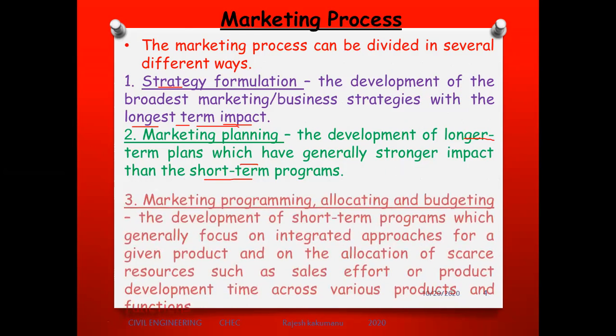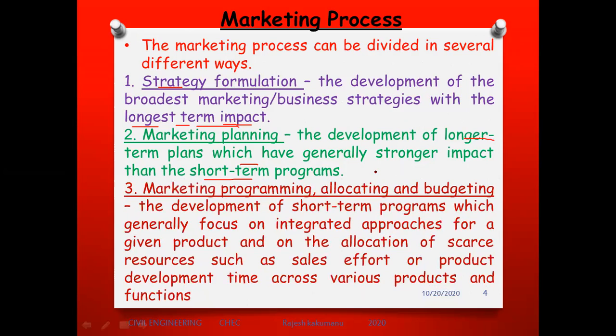And what's the third one? Third one is marketing, programming, allocating, and budgeting. So the third process is programming, allocating, and budgeting. So here what it is doing is, here also the development should be done. The development of short-term programs. For example, if you see any discount, so discounts there will be short-term.